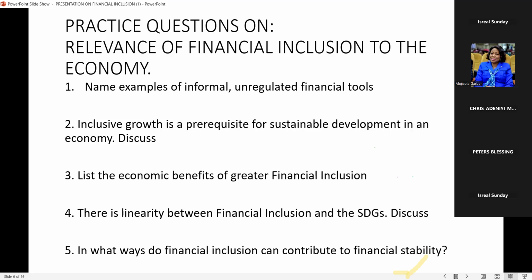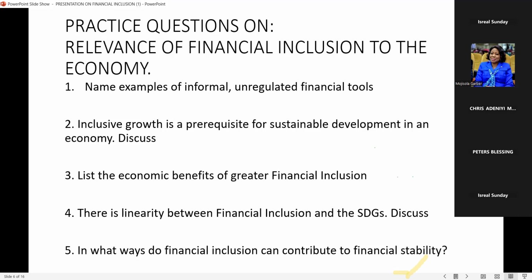All of that we have in the slide, we'll look at them. Then inclusive growth is a prerequisite for sustainable development in an economy. When we say inclusive growth, it's growth on every side, growth on every front. And it is needed for sustainable development in every economy. So the question is answering itself. What they want you to look at there is inclusive, that is growth on every front, on every area.